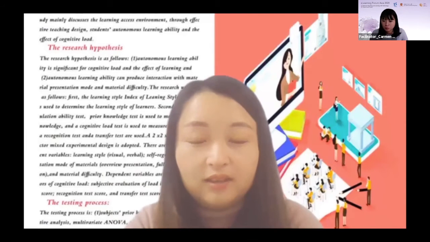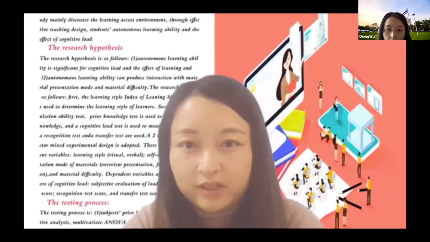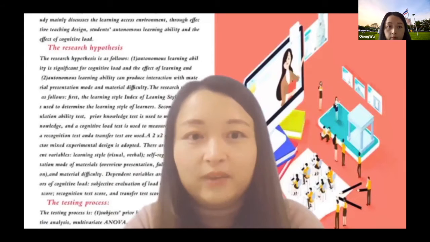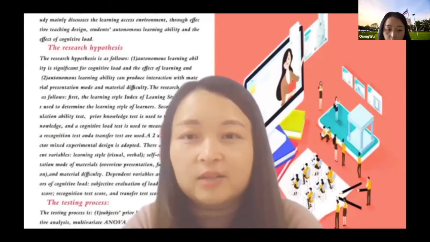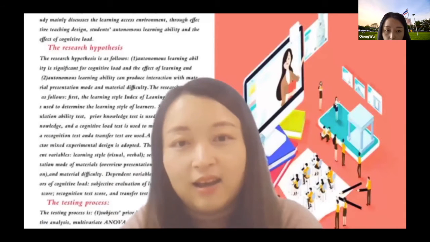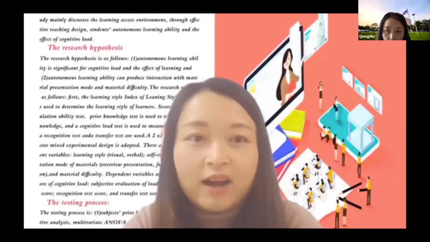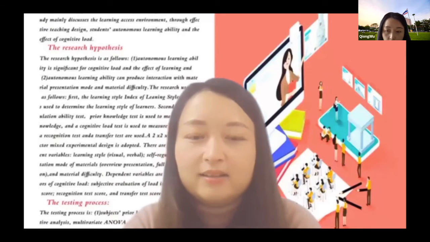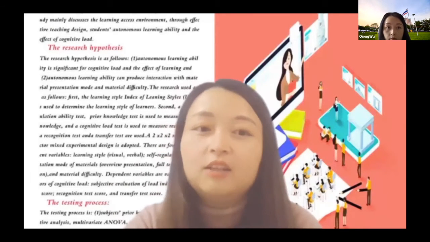In the information age, how to use modern technology in teaching on the basis of cognitive load theory is an important issue, and success may be achieved through the effective teaching design to support learners, including a reduction of the learner's cognitive load and the promotion of germane load and the efficiency of learning. This study mainly discusses the learning access environment through effective teaching design, the learner's learning ability, and the effect of cognitive load.